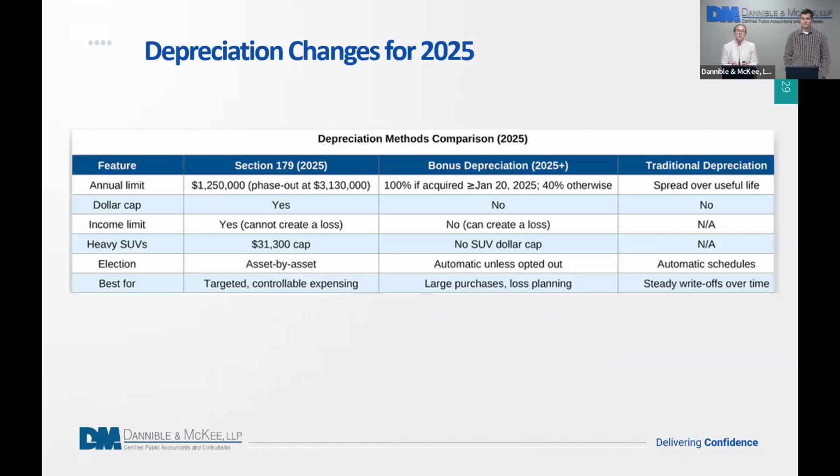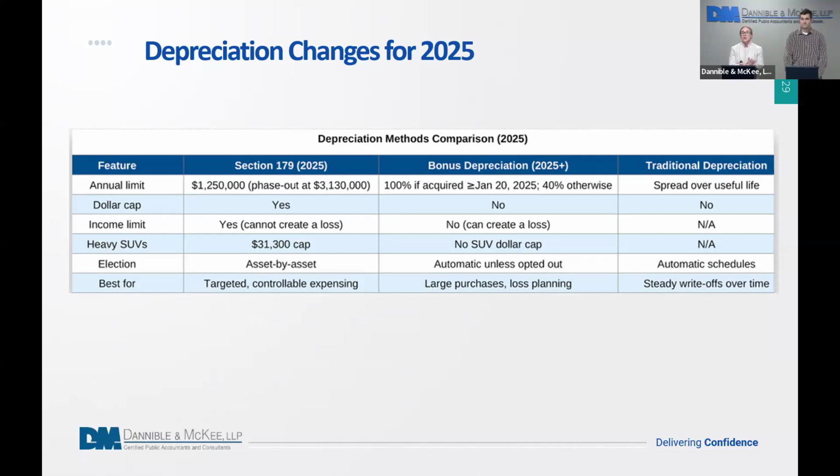So on the slides, we have a nice chart that compares some of the depreciation methods I just covered. Of note, section 179 has an annual limit, bonus depreciation does not. And then all the way to the right, we have some traditional depreciation. Other things to note, bonus depreciation is automatic unless the taxpayer elects out. Bonus depreciation can be taken and create a loss. So the income limit is set for 179. So if you have a loss for the current year, 179 cannot be taken, but it can be carried forward. However, bonus depreciation can be taken in years of a loss and can create a loss.